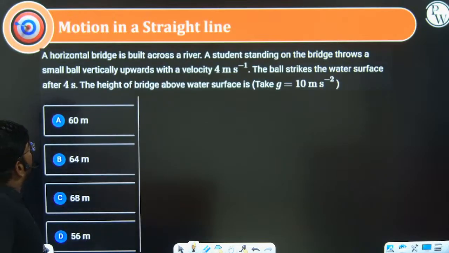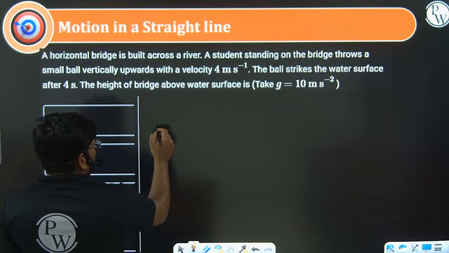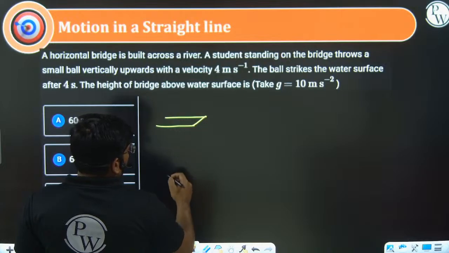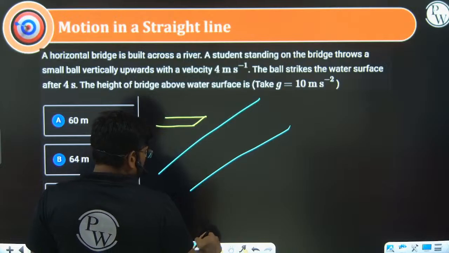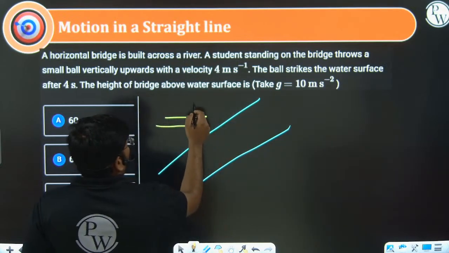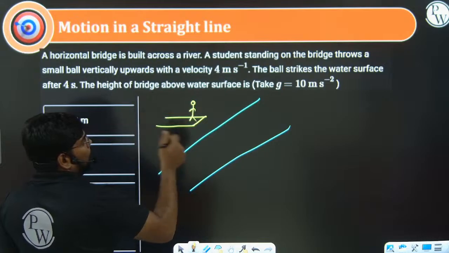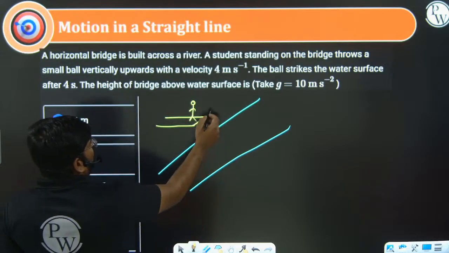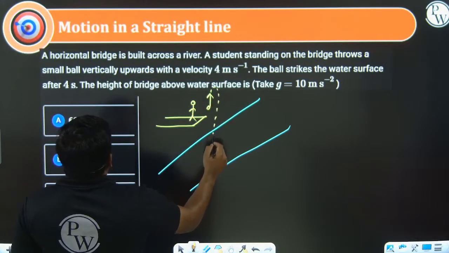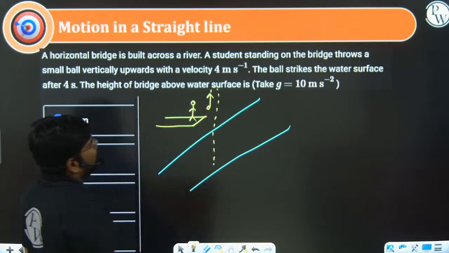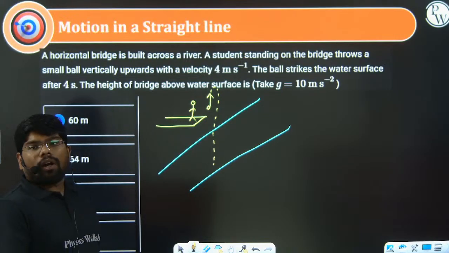Next, a horizontal bridge is built across a river. A student standing on the bridge throws a small ball vertically upwards. So this is a bridge, and here is a river, and the person is standing here. He throws the small ball vertically upwards, just like the top of the tower, and the ball strikes the water surface after 4 seconds. Then what is the height of the bridge above the water?